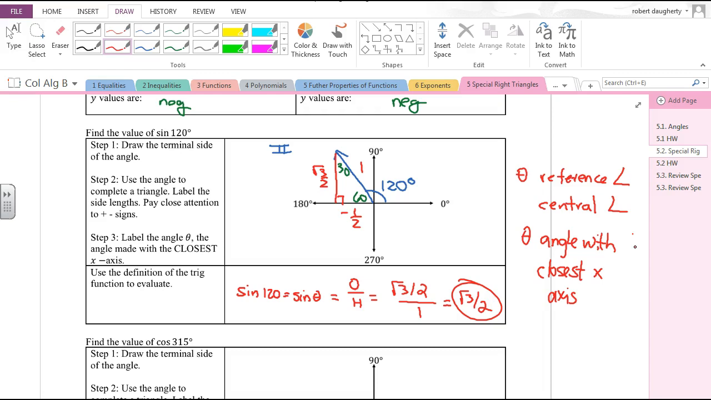Cosine of 120, it's going to be the adjacent over the hypotenuse. What's the adjacent? Negative 1/2. What's the hypotenuse? 1. This is negative 1/2. I can't go much slower on this, guys, with the triangles. We did this at the very beginning of our unit. You need to be able to look at a triangle and read the trig ratio.